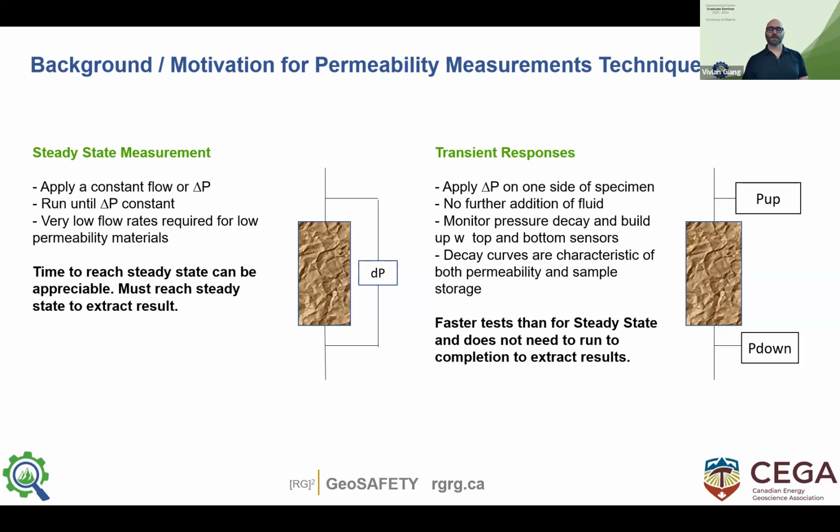You can do a faster test than steady state, and the test does not need to run to completion to extract results. So you don't have to wait for the pulse to completely come to equilibrium. You can get data from partial results.